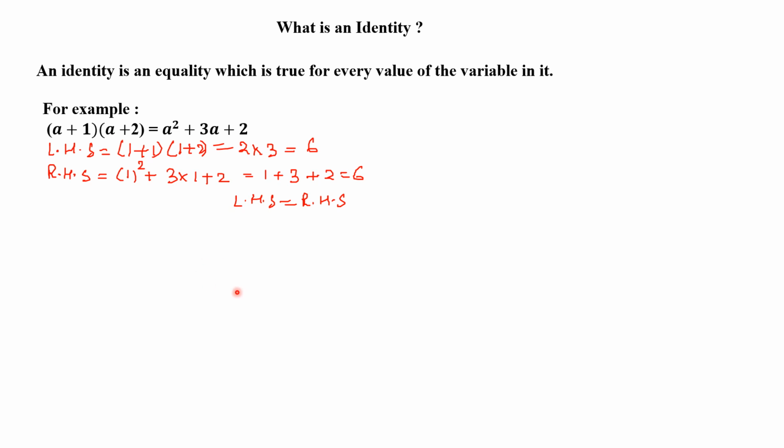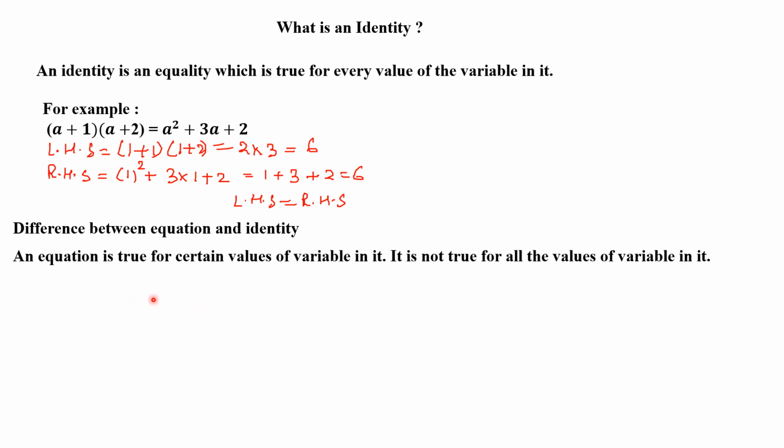Now let's see then what is the difference between an equation and an identity. In an equation also we have an equality sign, right? Then what is the difference? An equation is true for only certain values of the variable. Here, for an identity, we are telling it is true for all the values of the variable. But an equation is true for only certain values of the variable. So let's take one example.